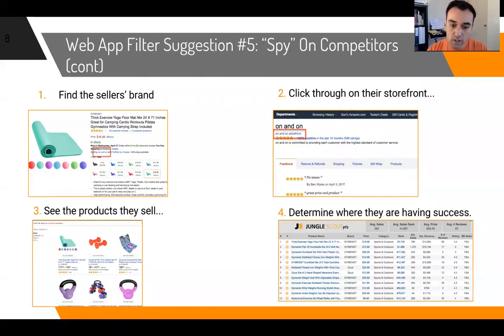And if you did have the Jungle Scout Chrome extension, you can even run it on that page, and it will give you very quickly a breakdown of all the products on that person's store and how many sales they're getting for each. So checking out what other sellers are selling is a great idea also.